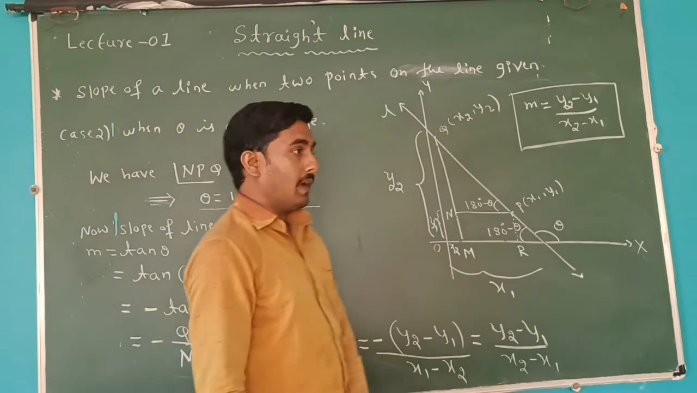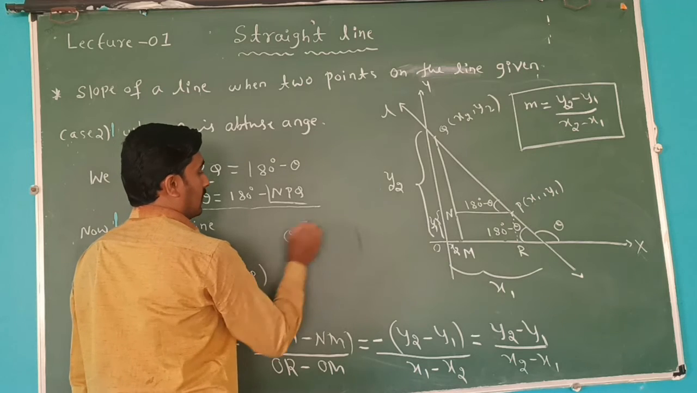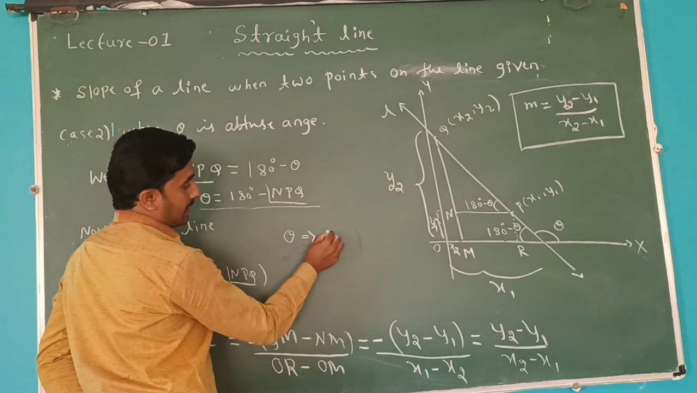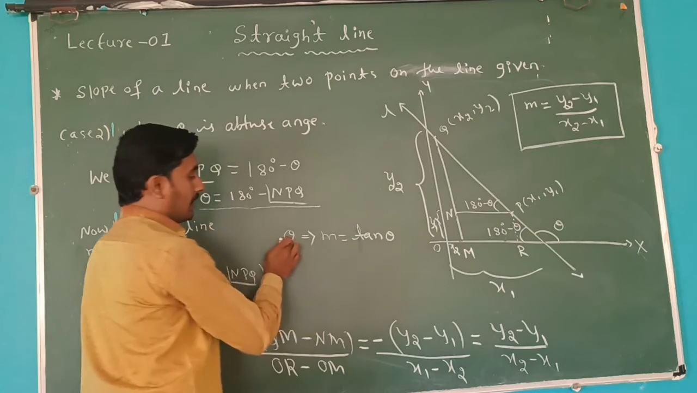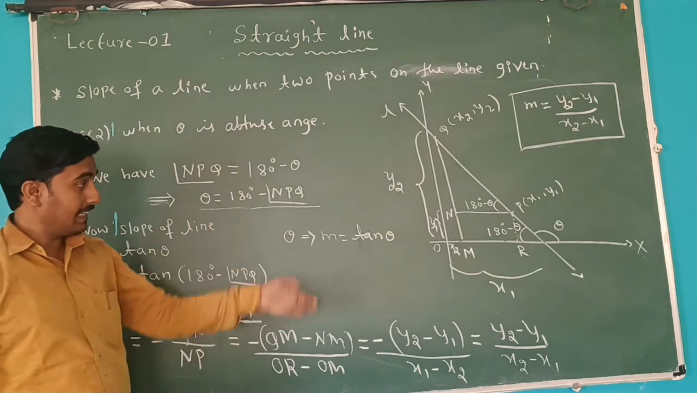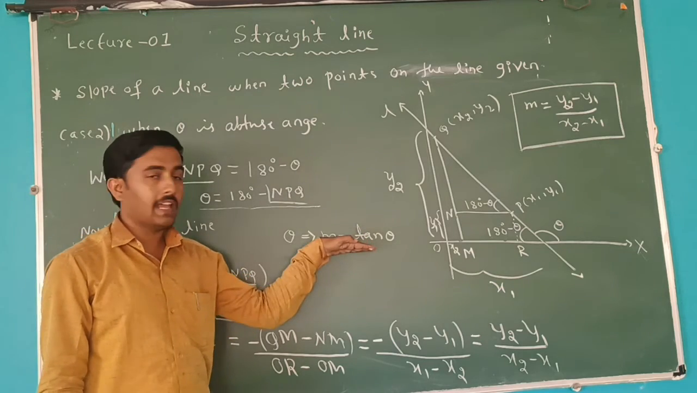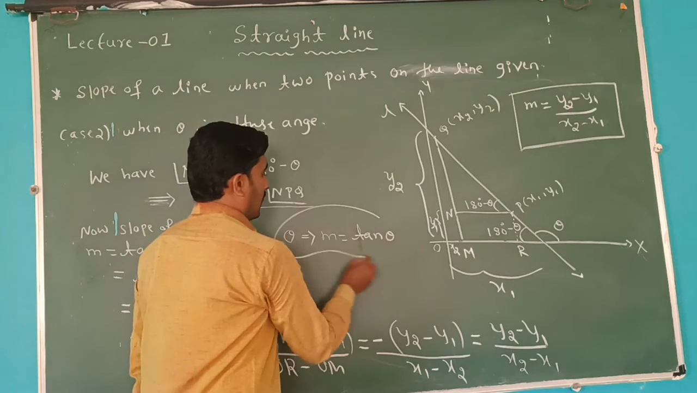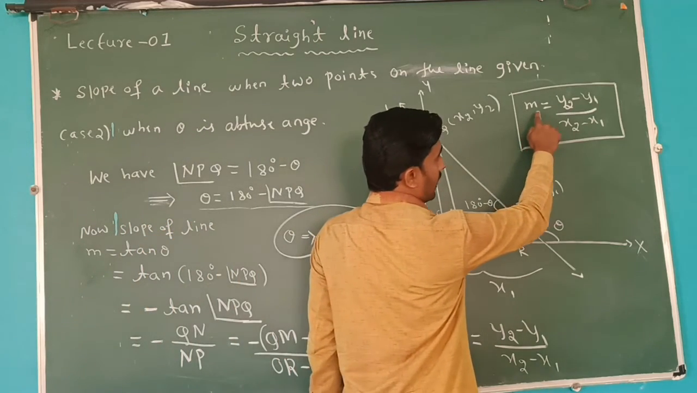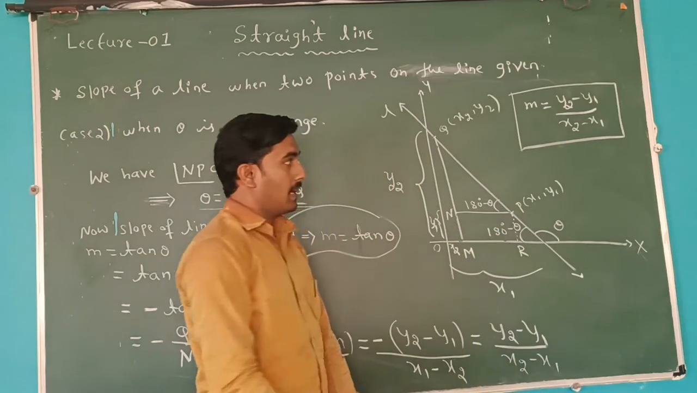Clear? When theta is given, then the slope of the line is tan theta. Theta is nothing but the angle between the line and the x-axis, the positive direction of the x-axis. Then slope is tan theta. If two points are given, we use the formula y2 minus y1 divided by x2 minus x1.